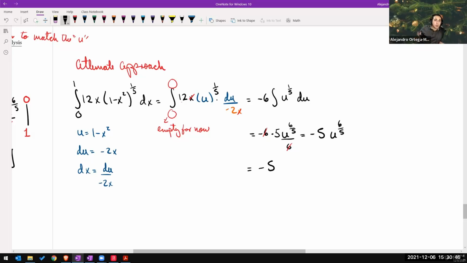When we were doing the other problems, I said, hey, once you get the antiderivative in terms of u, just replace it with the x. So let me write it here. When you go back to the x, bring back the limits of integration.